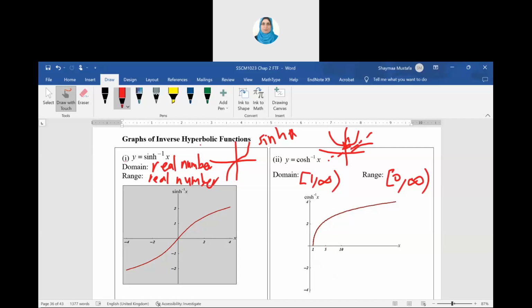Here for sine, no need to restrict the domain. The function is already one-to-one. But for cos, you have to restrict the domain because the original function is not one-to-one. It is one-to-one if I take only the positive part. So this positive part will become your range, and your range from 1 to infinity will become your domain. So this is the graph of cos inverse x.